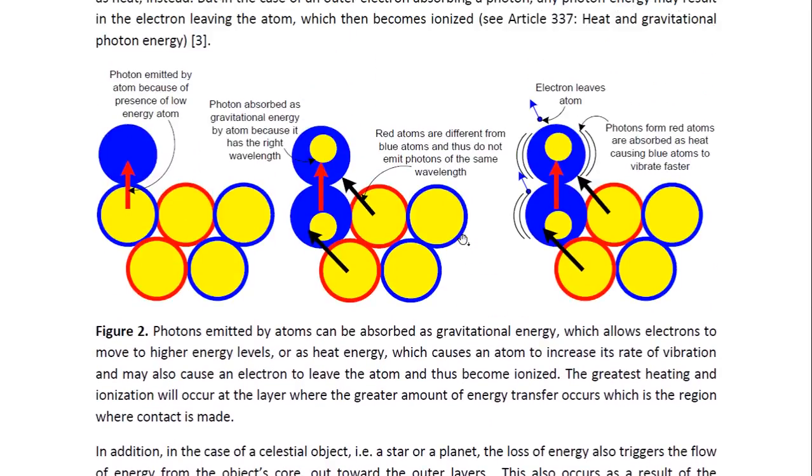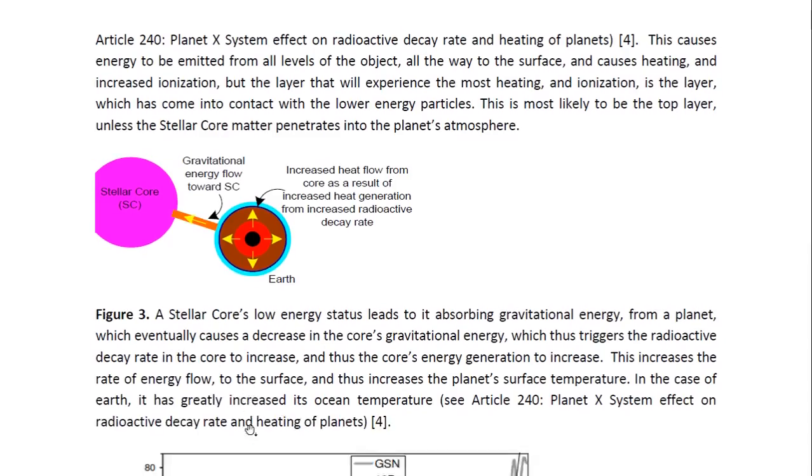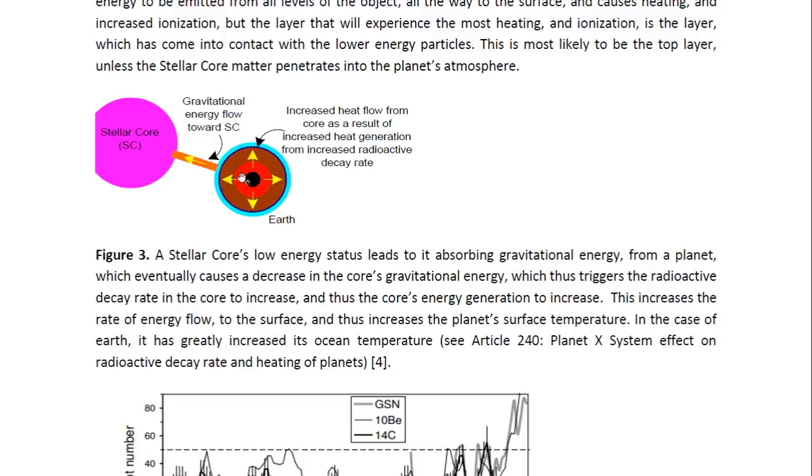And this is illustrated again here, how this energy transfer will be greatest at the contact between the two, if this is stellar core matter. And this is also illustrated here. If we have a stellar core making contact or close to the Earth, then energy will flow from the Earth towards the stellar core. And this means that this layer will first lose energy, but energy will flow from inside the Earth, and eventually it will flow outwards from the core.